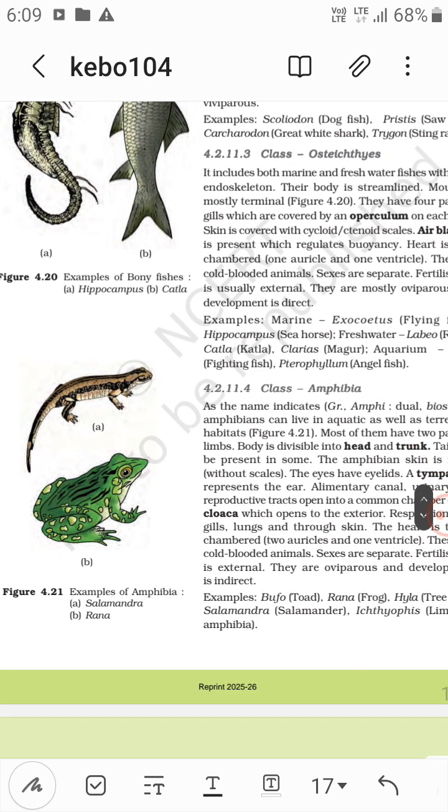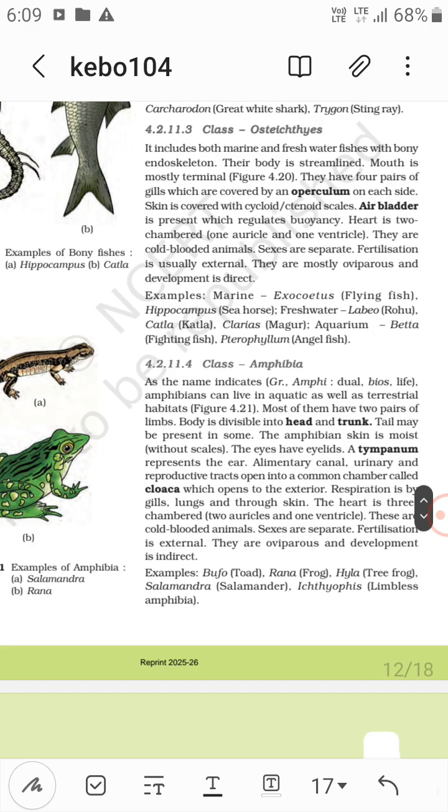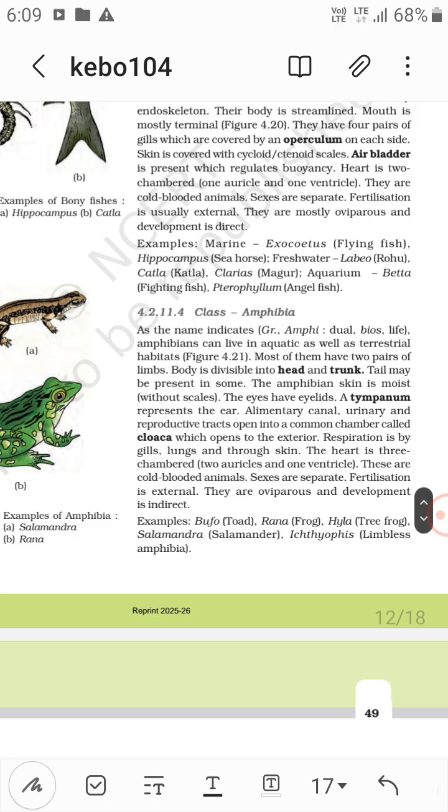Then class Amphibia. As it indicates, amphibians can live in aquatic as well as terrestrial habitats. Most of them have 2 pairs of limbs. Body is divided into head and trunk. Tail may be present in some. The amphibian skin is moist without scales.